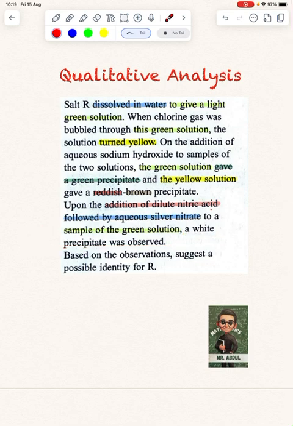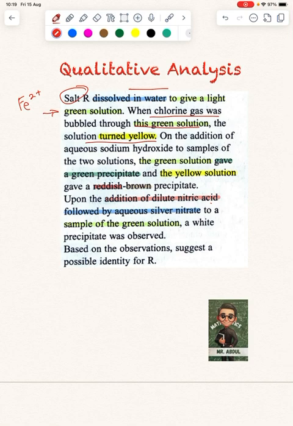Okay, so based on the observations, what is the identity of R? Well, let's go through again. We know that the green solution here, the salt R dissolved in water to give a light green solution. That means Fe2+ is present, right? And chlorine gas bubbled through the green solution and it turned yellow. That means Fe2+ has been oxidized into Fe3+.